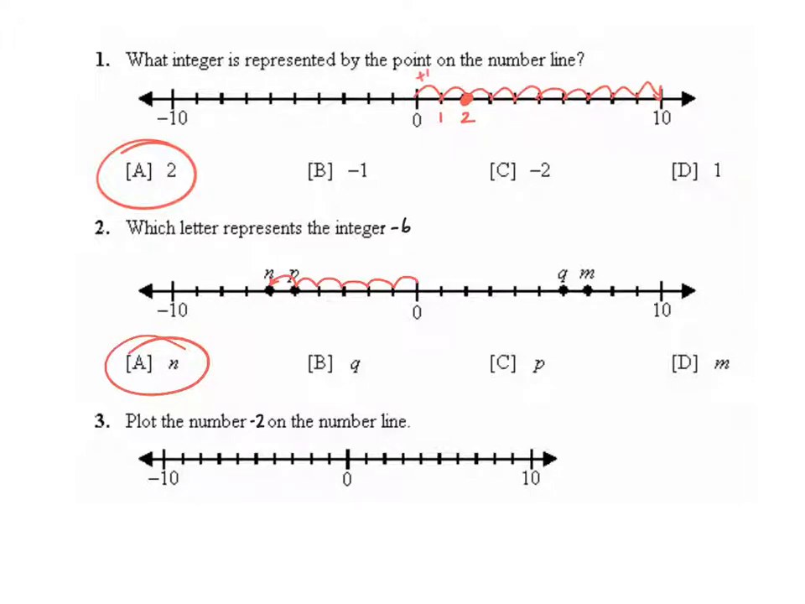And number 3, this is a compacted number line. But if we quickly count 1, 2, 3, 4, 5, 6, 7, 8, 9, 10, it really is the same as our previous number lines. It is counting by 1s. So we need to plot negative 2, which means we're going to go back 2 jumps, 1, 2. So this point right here would be negative 2.